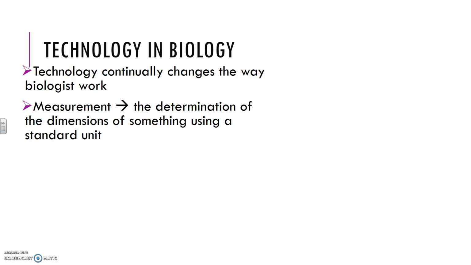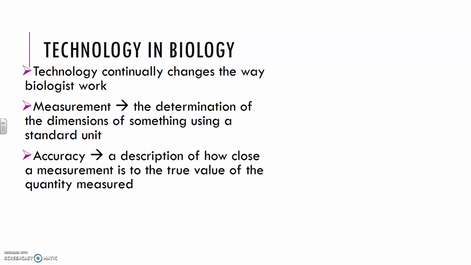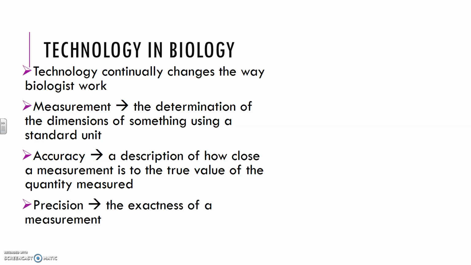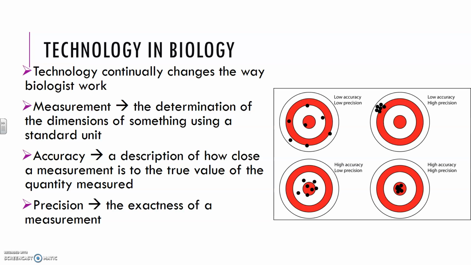So again, everything is really based on different measurements. So it's the determination of the dimensions of something using a standard unit, which the units we talked about in Chapter 0. Again, we also talked about accuracy, a description of how close a measurement is to the true value of the quantity measured. And then precision is the exactness of a measurement, which is taken over several trials.